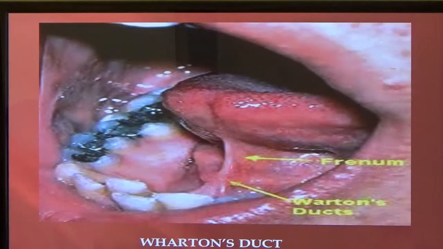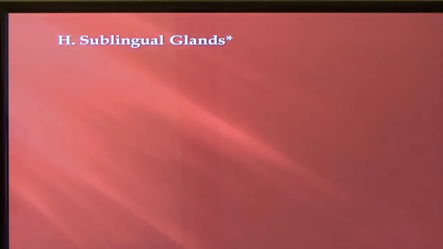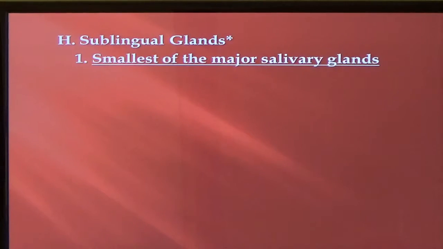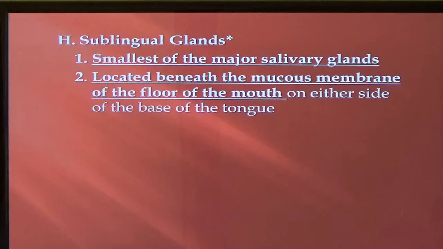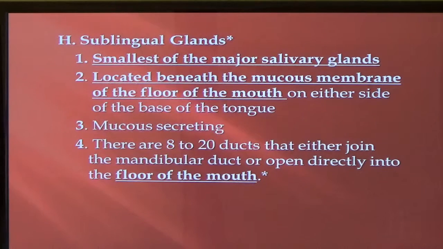So here's the duct. Here's the lingual frenum. Again, this attachment, and right next to the frenum on each side, you'll have the little ports, the little ducts coming out. Sublingual glands, they're the smallest of all of the major glands, and there's a few of them. Located beneath the mucous membrane of the floor of the mouth on either side, they secrete mucus, and there's 8 to 20 ducts kind of all spread all over the place.